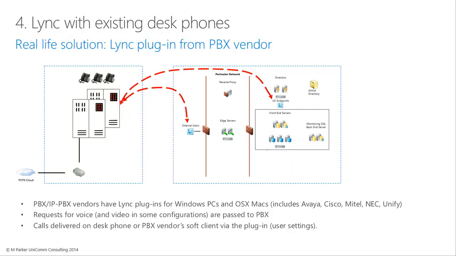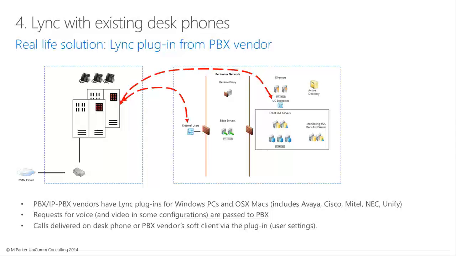The requests for voice and video in some configurations are passed to the PBX, and calls are delivered on the desk phone or the PBX's soft client via the plug-in. Now that's the trick here, is that when you make that call, if the user's opted for the soft phone, it'll actually launch the PBX vendor's soft phone out of the Lync client.